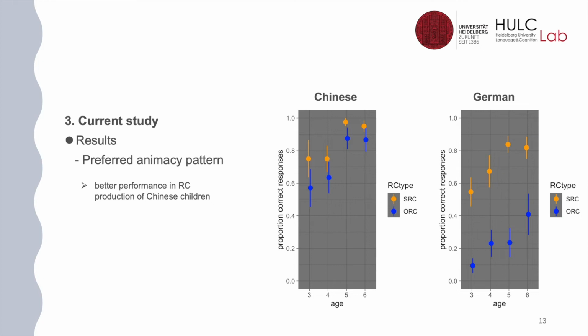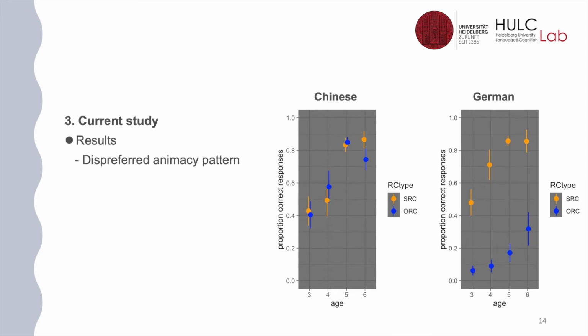If we compare the yellow lines with the blue lines in the 2 figures each, we can observe an SRC advantage in both Chinese and German. The effect of age group is also evident, with the proportion of target responses rising with increasing age.